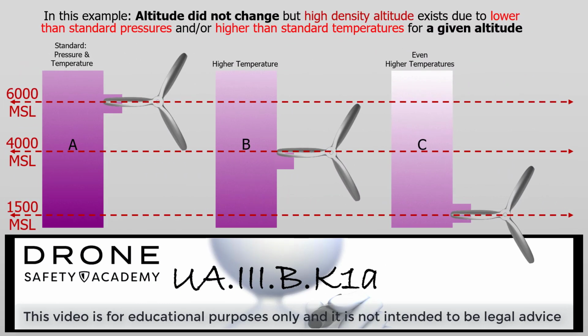All right, in this example, we're going to look at three different altitudes. This is carrying off the previous slide of how densely packed the air molecules are due to the high density situation. So we discovered in the previous slide that column C at 1,500 MSL, the air molecules are as densely packed as 4,000 MSL in column B and as densely packed as 6,000 MSL in column A. Let's take a look.